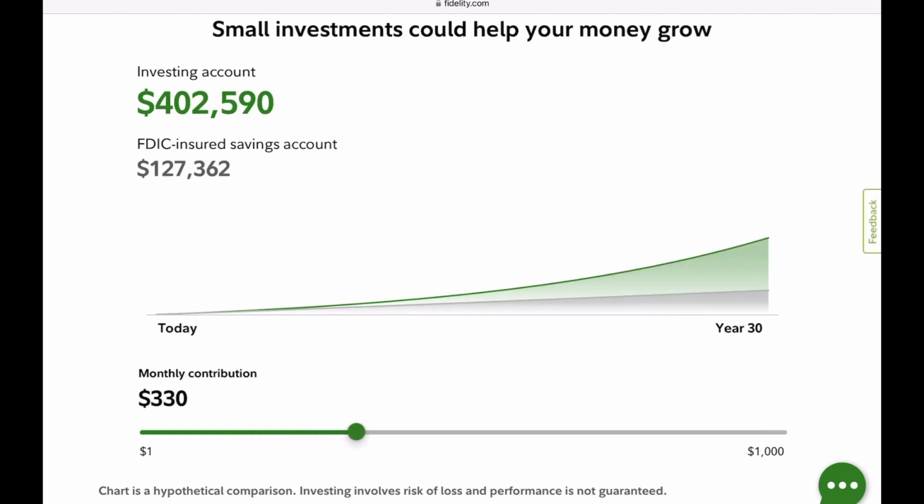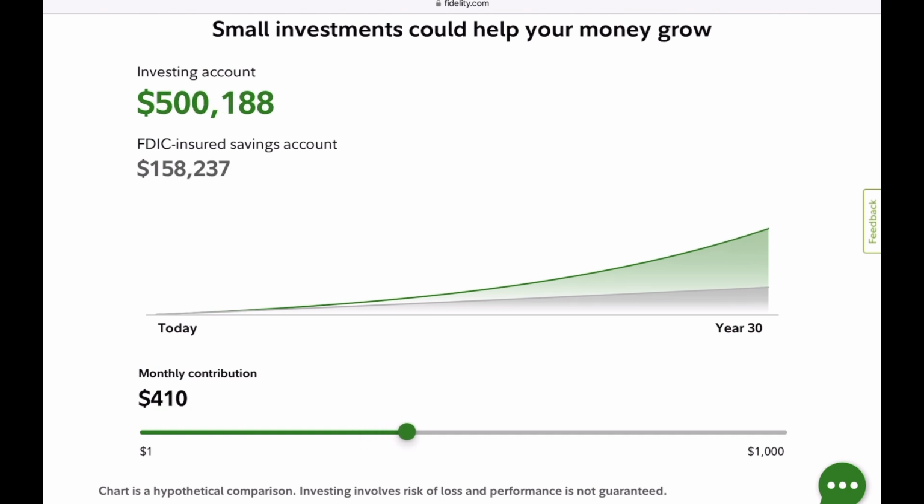So let's look at if you were to do $350 a month. Again, it's almost at $500,000. We're at $426,990 versus the $135. And that's what we would have if you were to contribute just $350 a month. Again, it's showing us over that 30-year period, and you can slide it up and continue to go.